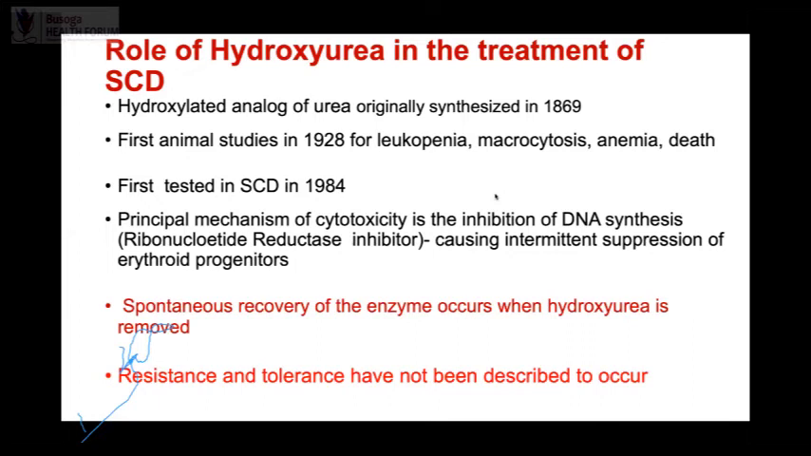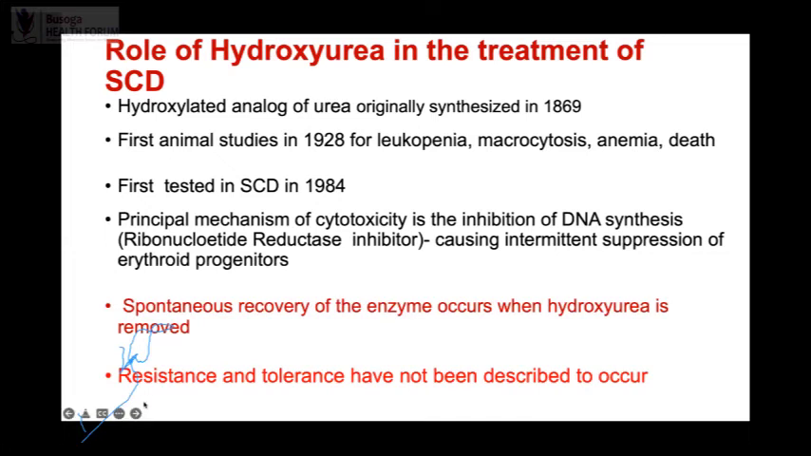Okay, the thing about bone marrow suppression is it is transient. So don't worry about getting cancer because your bone marrow is not going to work. It is transient. And once you stop the drug, the bone marrow production actually continues. We have not seen any resistance or intolerance being described. So whatever doses you're giving are not really going to cause resistance to hydroxyurea. It's not like an antibiotic.